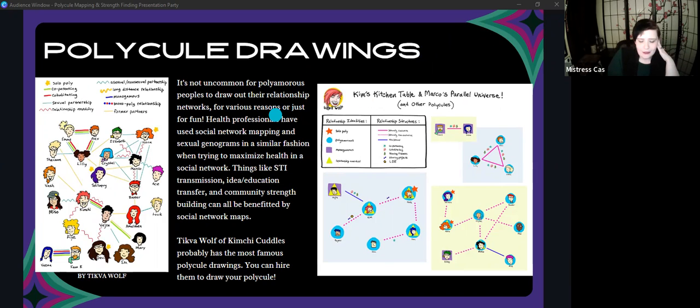And think about the different uses you can have for these drawings. You can do things like STI transmission: person A got whatever STI, now we have to look at who their sexual partners are in our diagram. The health department will do that too for a lot of reportable conditions. But you can also do it for things like idea and education transfer. We'll use a social network diagram in peer education network programming, where we see how a trained peer educator spreads ideas of wellness to their social network.